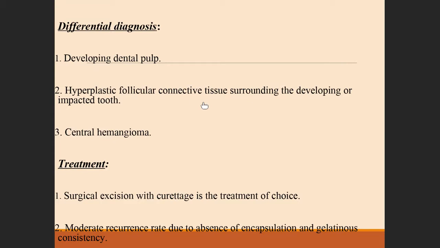Now, what is the treatment? A surgical excision with curettage is the treatment of choice, but this particular tumor shows some amount of recurrence. One reason is that it is not encapsulated and has a gelatinous consistency, so removal becomes difficult. So larger tumors sometimes require a resection, just like how you treat ameloblastomas, but for smaller ones, excision or curettage may be sufficient.